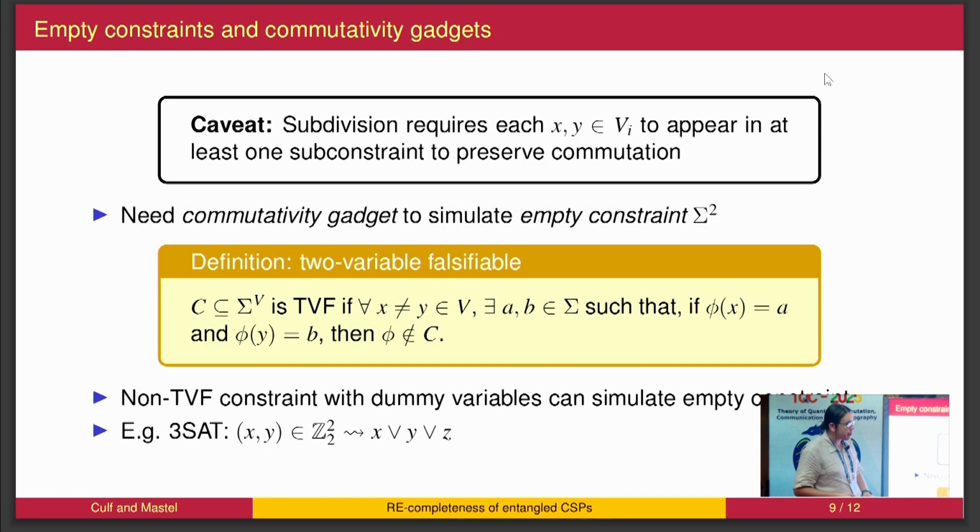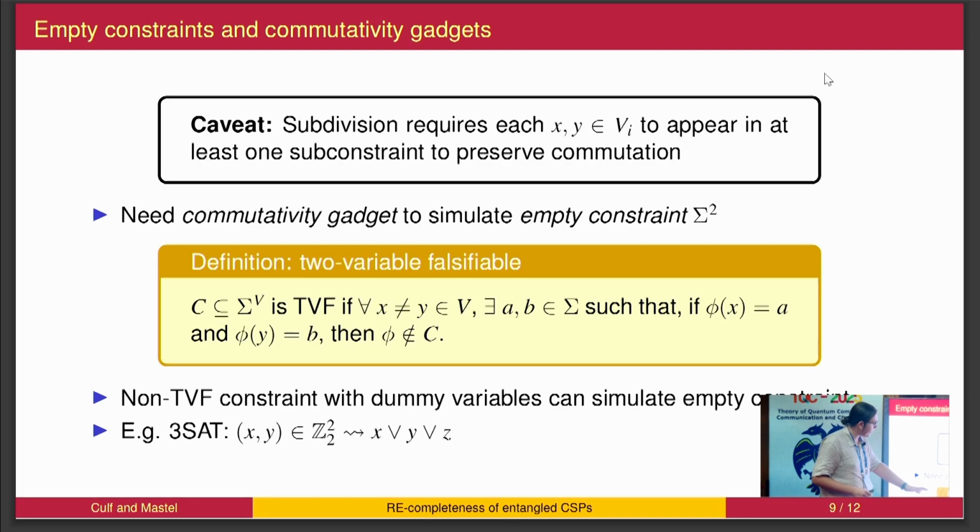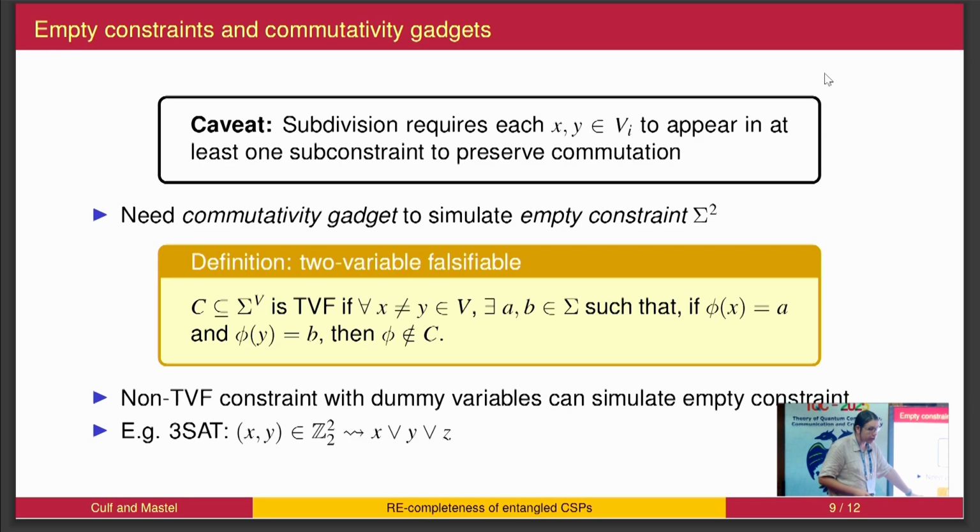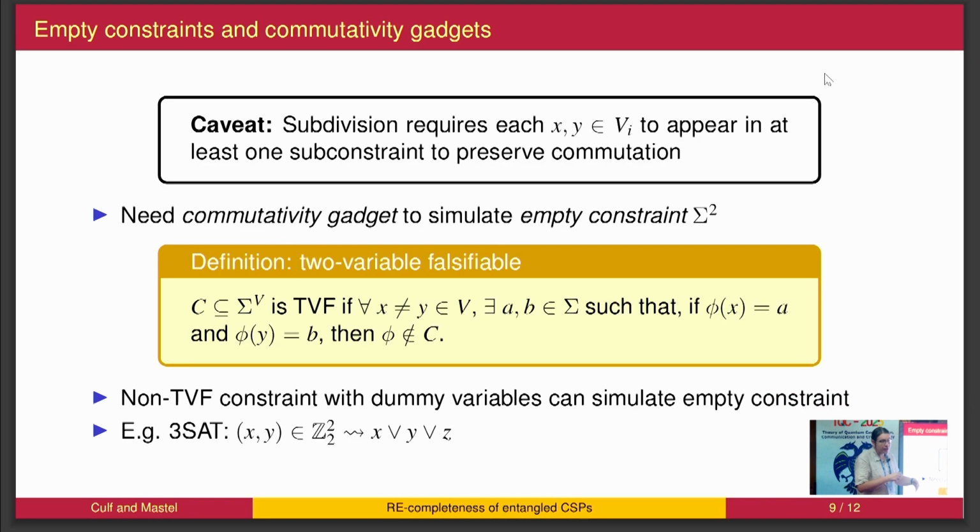Just an example of this, again, in the concrete case of 3-SAT: we want to say x and y commute. We put them in the constraint x or y or z, where z is a variable that appears nowhere else. By setting z equals 1, this is a constraint that's always satisfied, irrespective of the value of x and y. So this gives a very general class of very easy to construct commutativity gadgets.